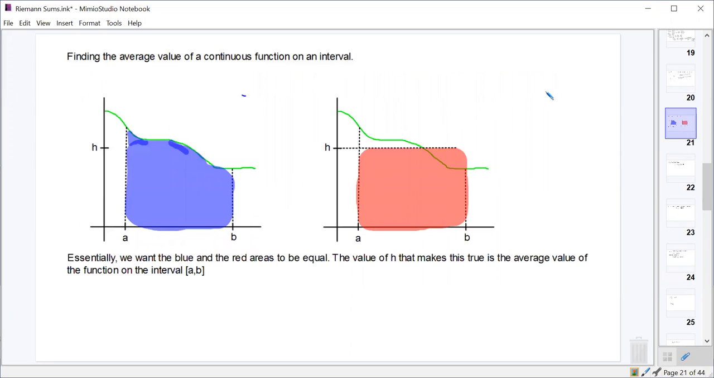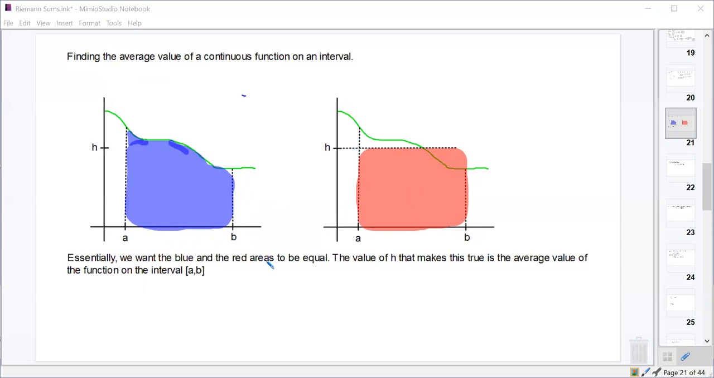All right. And then the next thing is, how do we find the average value of a continuous function? This is the mean value theorem for integrals. So the average value of a continuous function on an interval is just the value of h, we'll call it height, so that if I make a rectangle out of b minus a and h, I have this length from a to b and this height from the x-axis to h, where the area of that rectangle would be equal to the area underneath the curve.